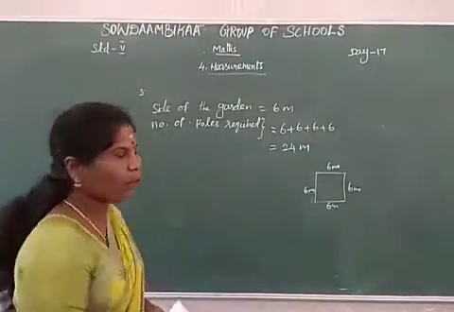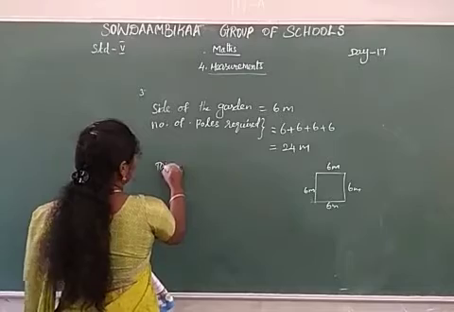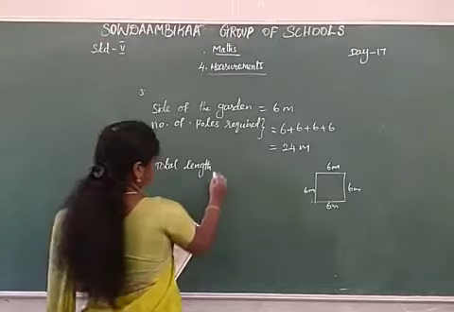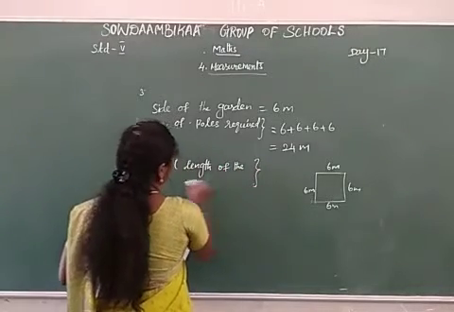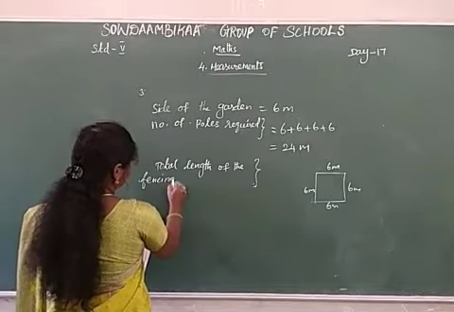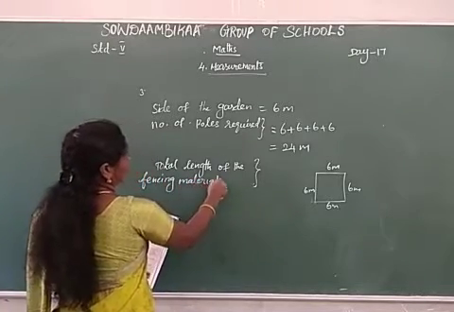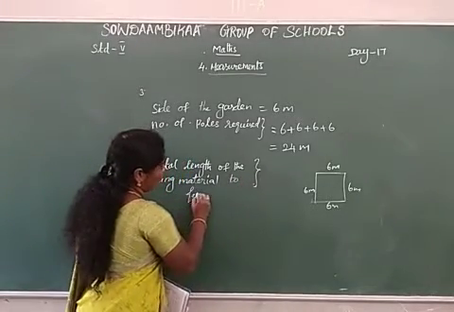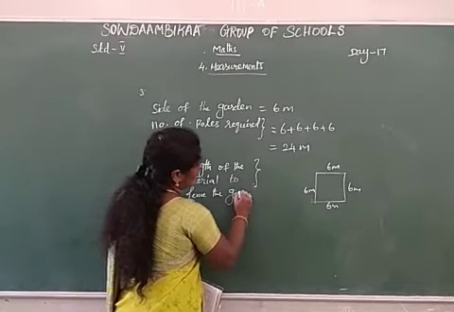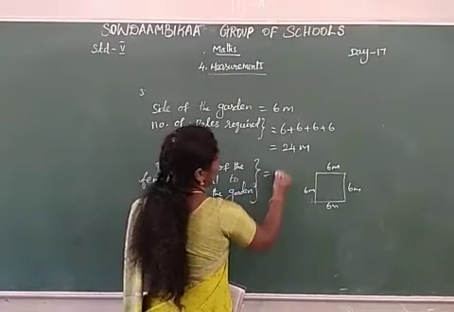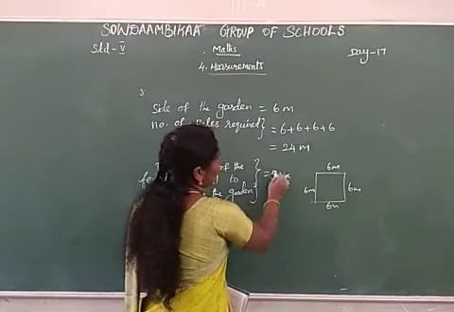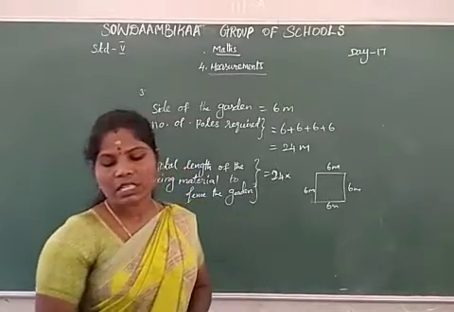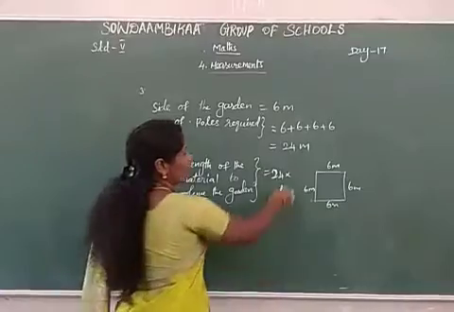The last question I want to ask them: the total length of the fencing material to fence the garden. 24 into 1 meter. How much height? 1.5. See the fourth line. Each pole of height is 1.5 meter.